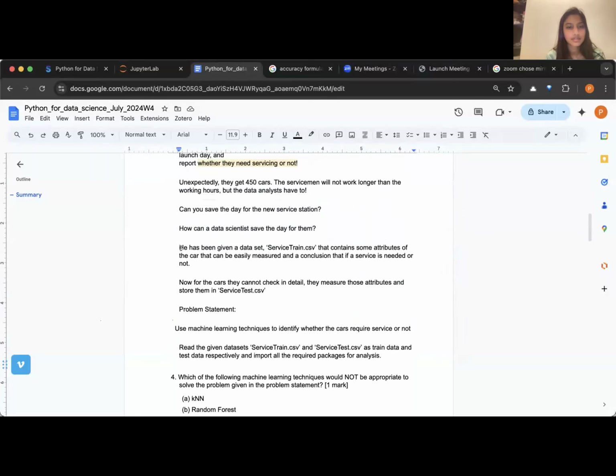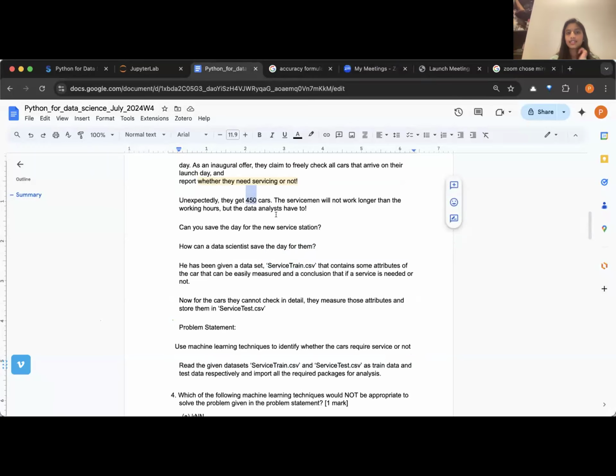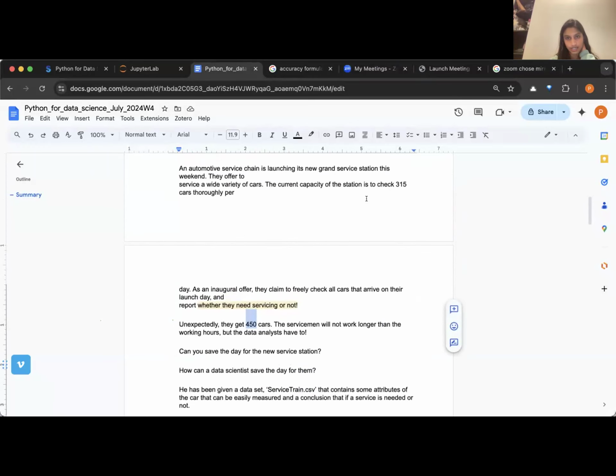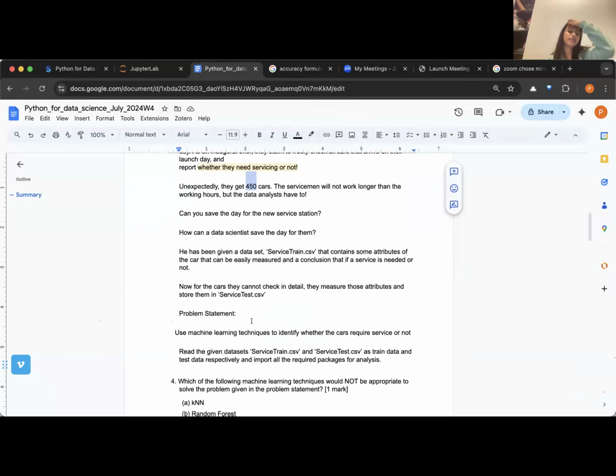He has been given a data set. The data scientist has been given this data set, service train.csv, that contains some attributes of the car that can be easily measured and a conclusion of whether a service is needed or not. Basically, the service station can service only 315 cars, but they get 450 cars. So the data analyst has to run a model and classify which of these 450 cars need service.